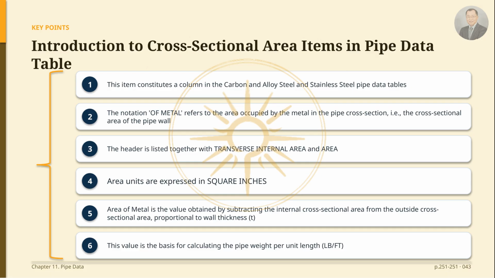Since the metal cross-sectional area is the value obtained by subtracting the inside diameter-based cross-sectional area from the outside diameter-based cross-sectional area, it increases as the wall thickness T becomes thicker. Furthermore, this metal cross-sectional area value is a very important item as it serves as the basis for calculating the weight of the pipe per unit length, or pounds per foot.